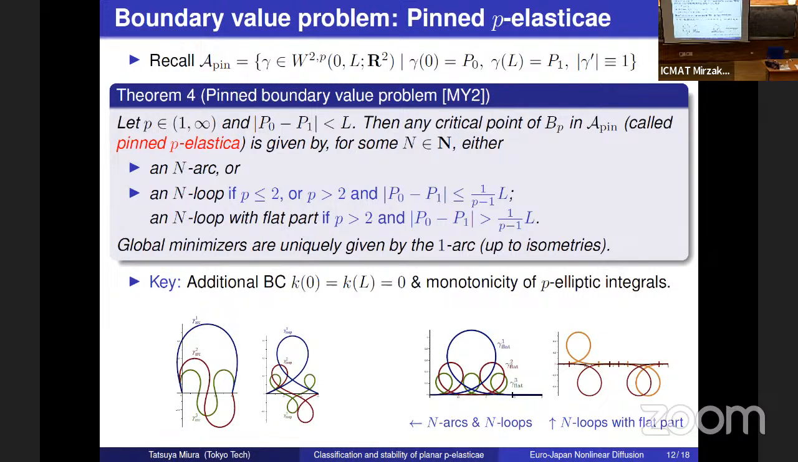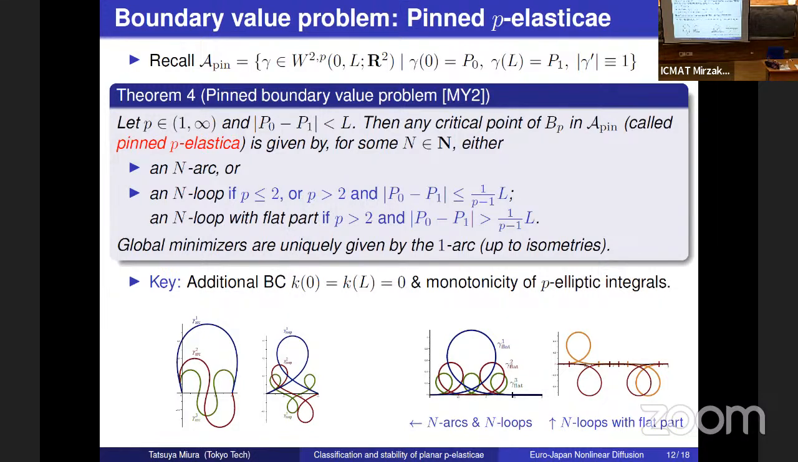But if we consider our current problem, which we call the pinned boundary condition, then we can actually classify all the possible cases. Let us recall that our pinned boundary condition is given in this way, as on the blackboard.